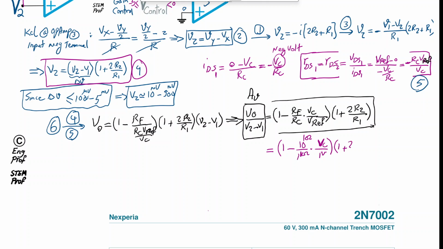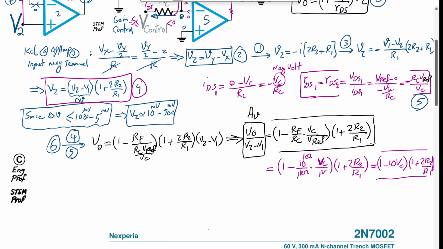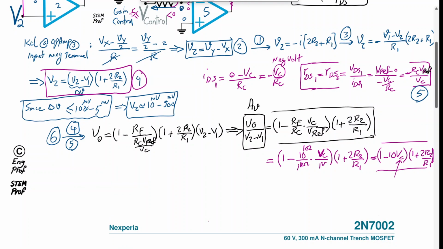Let's say if I would like to set RF to, say, 10 kilo ohm, and then 1 plus 2R2 over R1. The outcome of this circuit effectively is in the form of 1 minus 10 VC times 1 plus 2R2 over R1. As an example, of course, it all depends on what we want to do. And recall that VC is a negative voltage, so this negative is canceling out the negative voltage of VC. So the impact would effectively be a positive outcome.